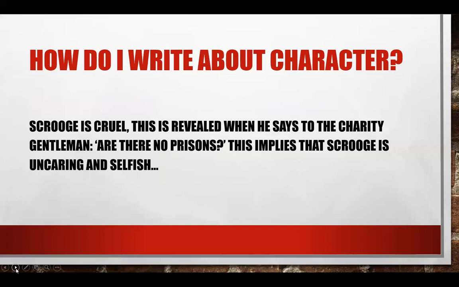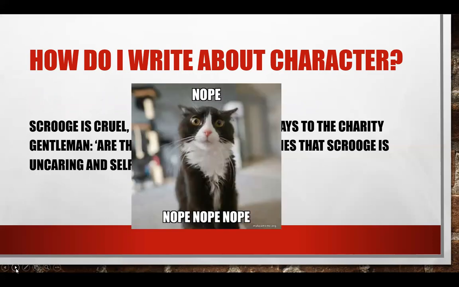Okay, so how do we write about character? Right, let's have a look. So, Scrooge is cruel. This is revealed when he says to the charity gentleman, "Are there no prisons?" This implies that Scrooge is uncaring and selfish. No, this is no good. Nope, nope, nope. And I'll show you why this is a big nope.